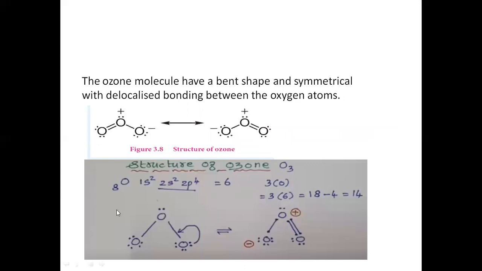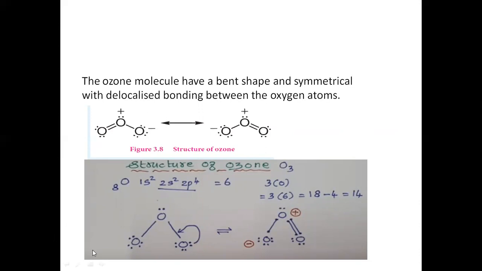This is the structure of ozone. It is bent in shape, unsymmetrical, with delocalized bonding between the oxygen atoms. What is delocalized? The electrons move from this oxygen to this one, and from this oxygen to that one. This moving of electrons from one oxygen to another is what we call delocalization.